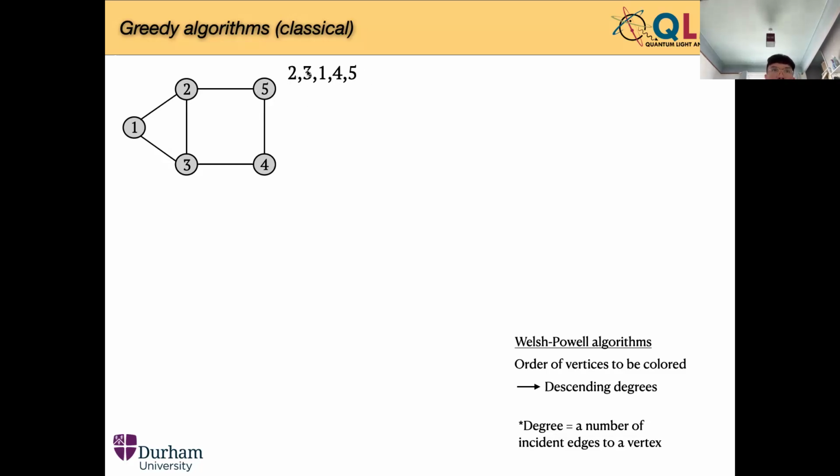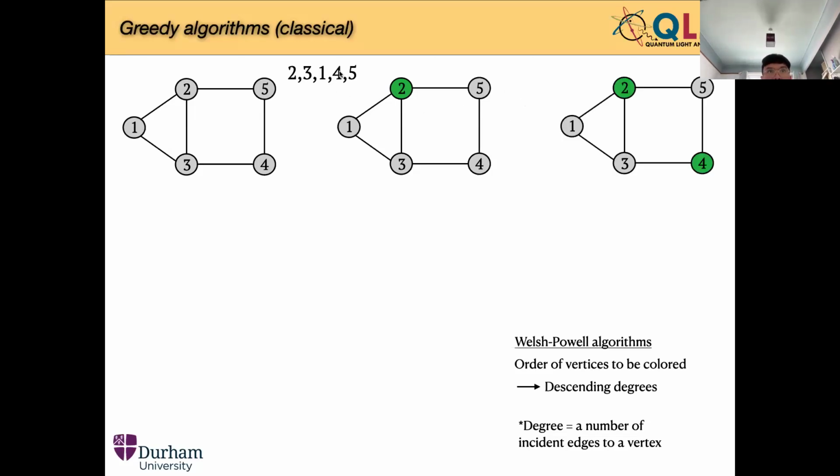We first color vertex 2 with the green color, and then color vertex 3. But vertex 3 cannot be colored green because it is connected to 2. Then we move to vertex 1, but vertex 1 also cannot be colored green because it is connected to 2. Then we move to vertex 4, which can be assigned the green color because it is not connected to 2. And vertex 5 cannot be assigned green anymore because it is connected to both 4 and 2.